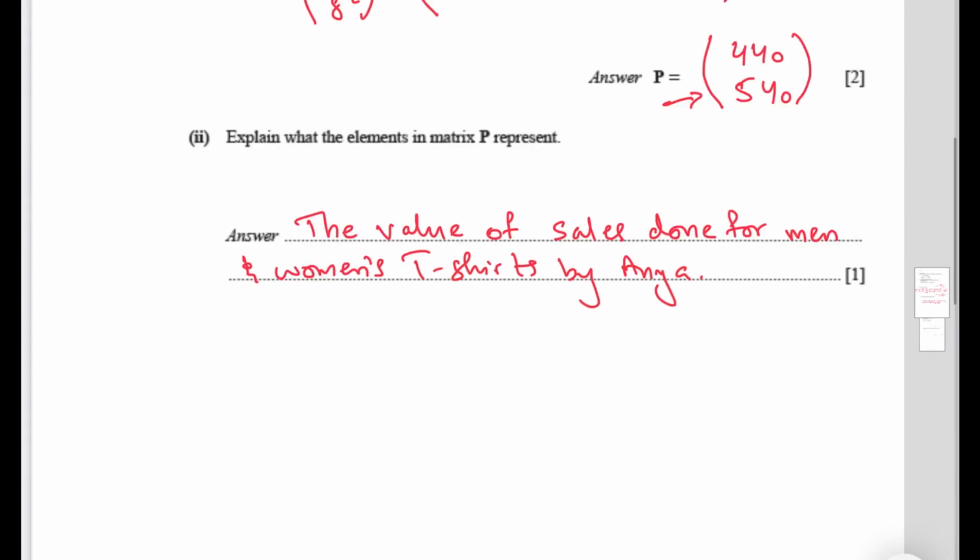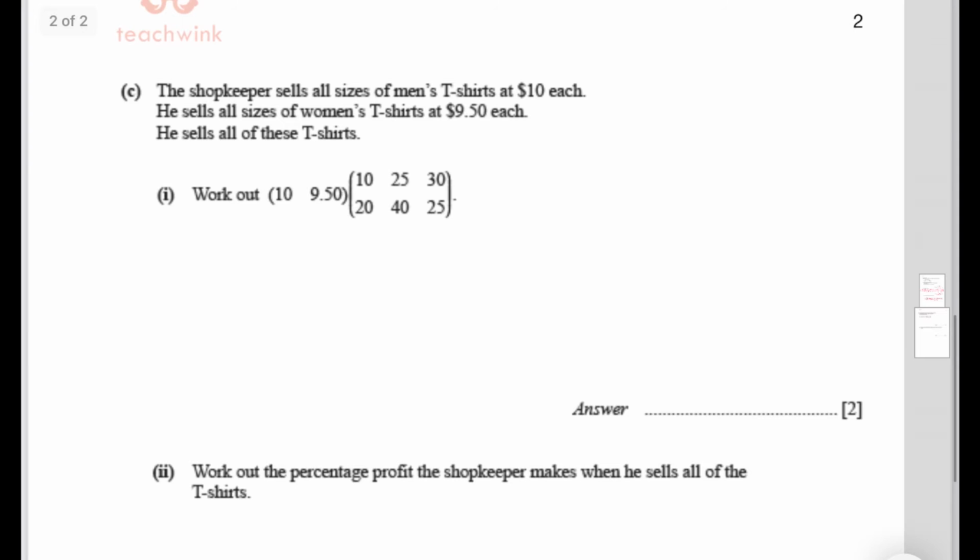Let's move on. The next part says, the shopkeeper sells all sizes of men's t-shirts at $10 each. He sells all sizes of women's t-shirts at $9.5 each. And he sells all of these t-shirts. Then they've asked us to work out the value of this. So let's do that. We just have to multiply them.